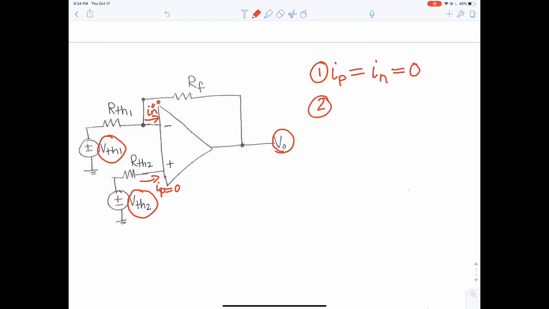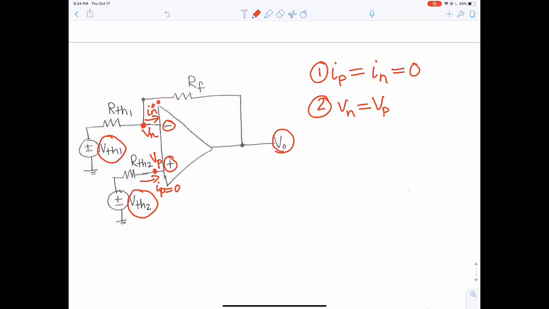The second assumption is that the voltage at the negative node, Vn, is going to equal the voltage at the positive node. In this case, with the negative side, this node would be our Vn. With the positive side, this node would be Vp.